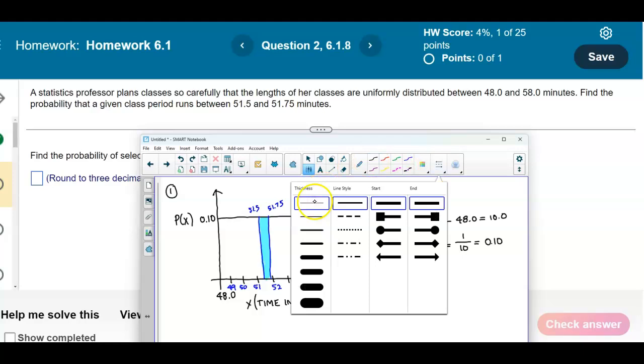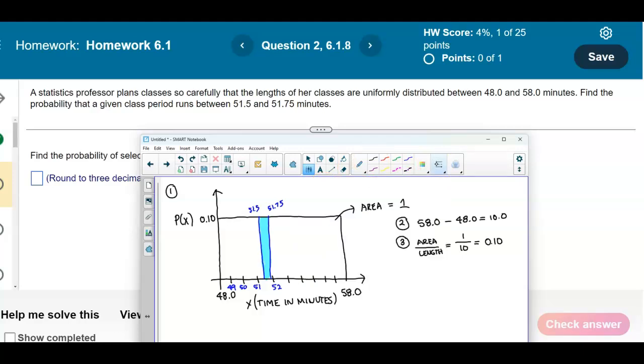Alright, so now we want to find that area, and that is going to be the probability. Because the area under the curve equals 1, we know that there's a correspondence between area and probability. Therefore, the desired probability can be found by determining the area of the region. So to find the probability of a class that runs between 51.5 and 51.75 minutes, we want to find the area of the shaded region.